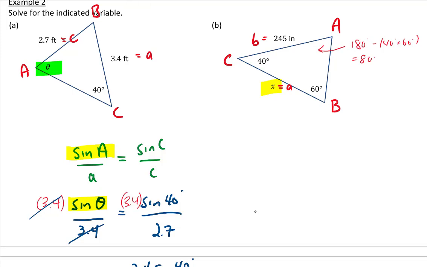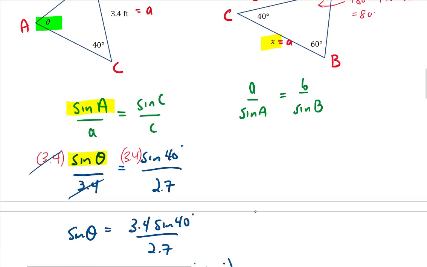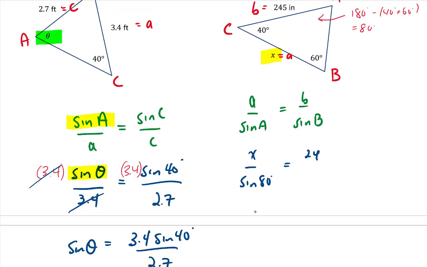So again, we're going to use the sine law, and we're solving for side A. So we start with A in the numerator, so that has to go over sine of A. And then we have side B over sine of B. So there's the equation we're going to use. If we sub in our values, we get X over the sine of 80, because 80 is across X. And then we get 245 divided by the sine of 60, because remember 60 is across 245.